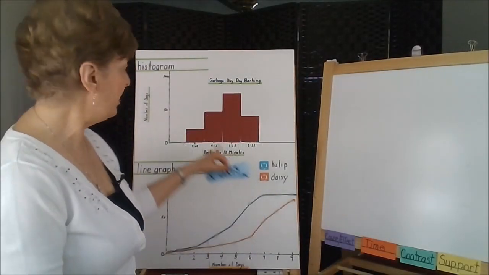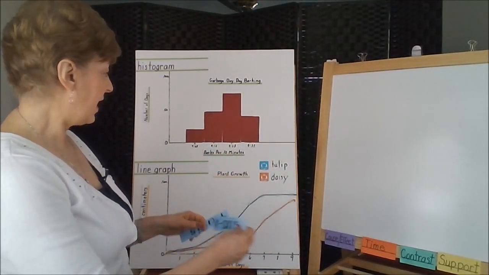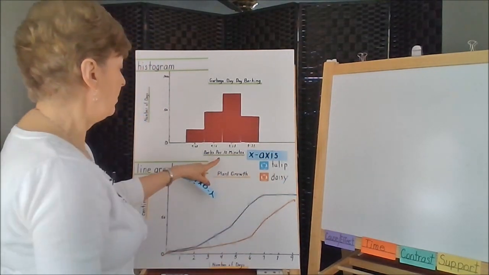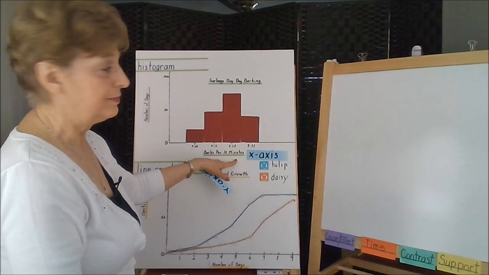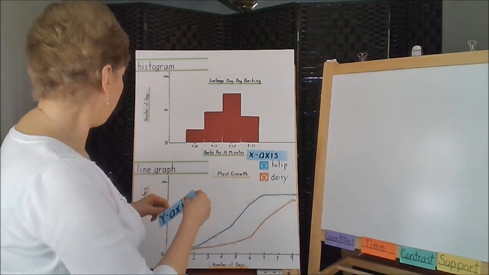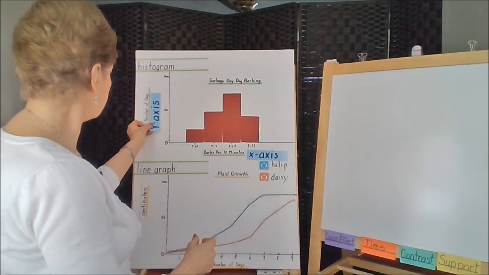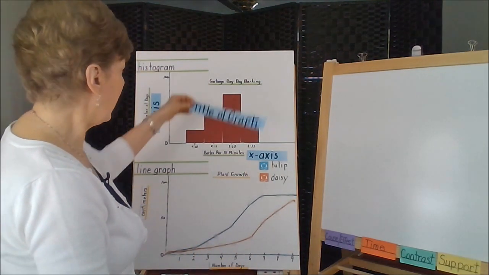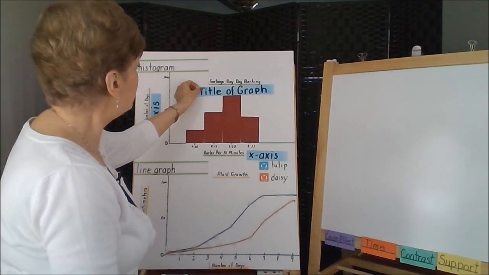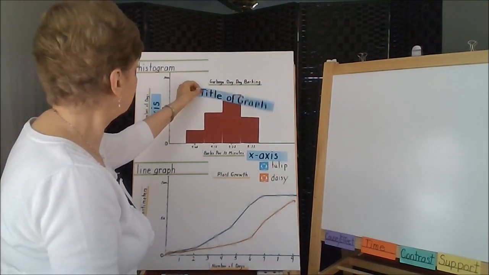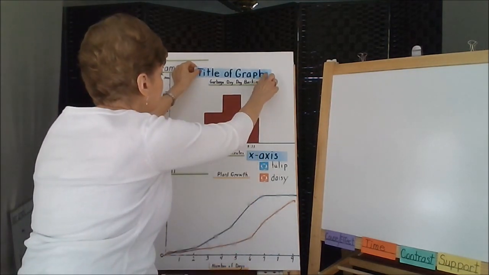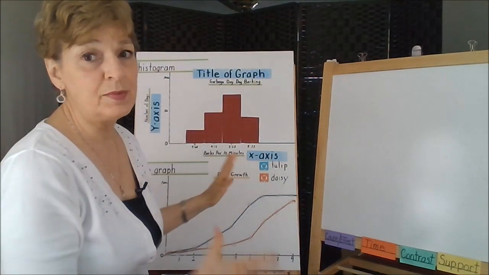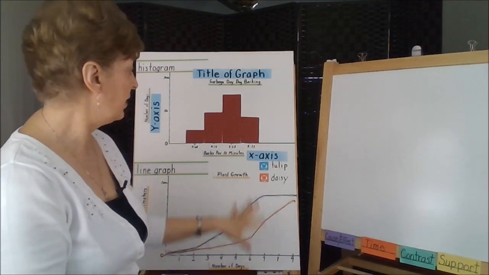On the histogram, we have our x-axis here, and that would be barks per 10 minutes. Our y-axis, number of dogs. And the title of our graph, Garbage Day Dog Barking. Okay, so we have the most important parts here on the graph.